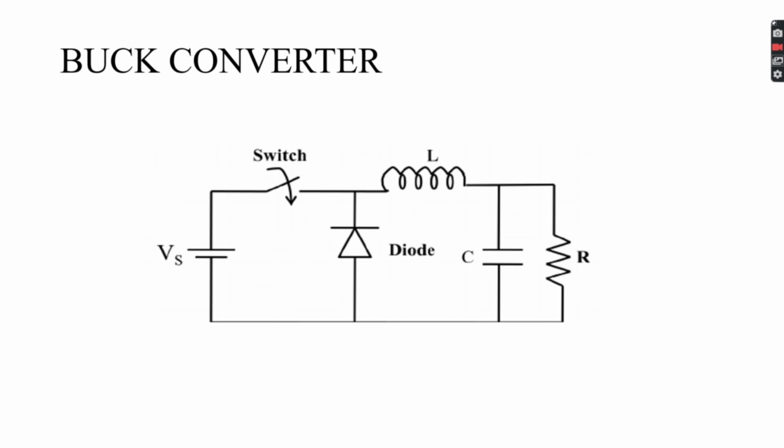In the turn off condition, the diode becomes forward biased. At that condition, the stored energy in the inductor is fed back through the diode and to the load. This is the operation during the turn off condition.